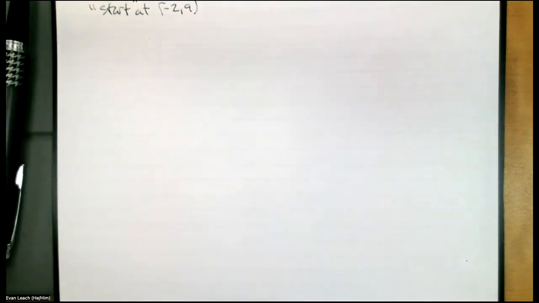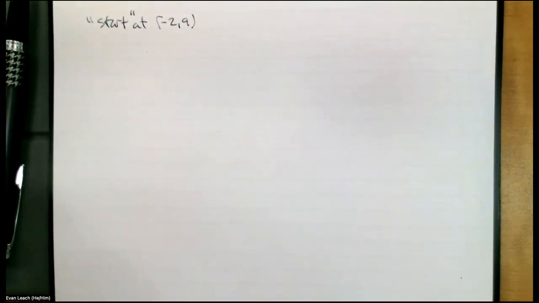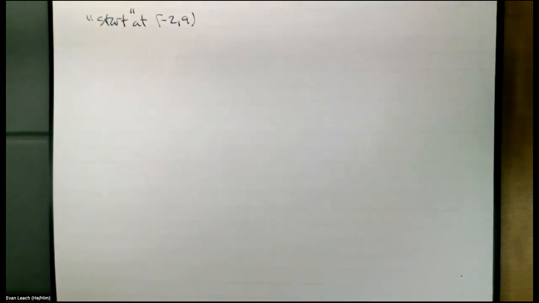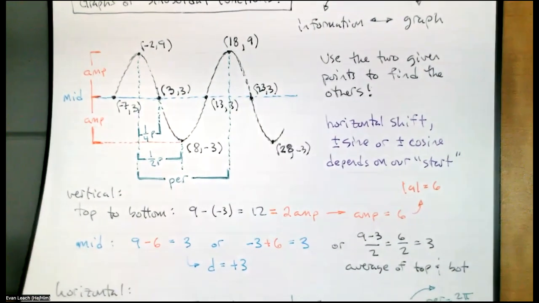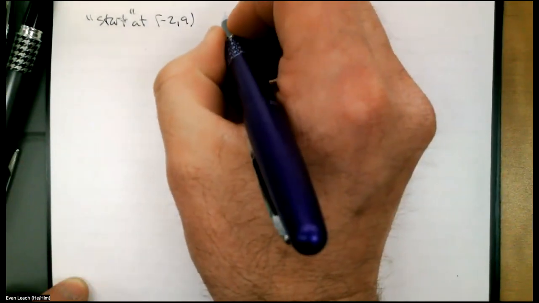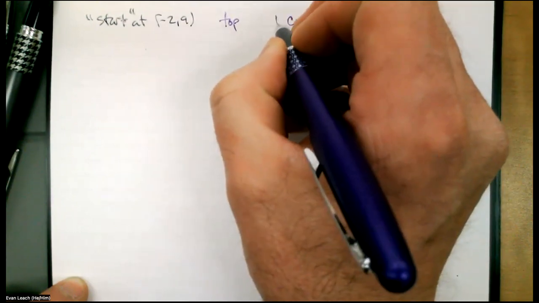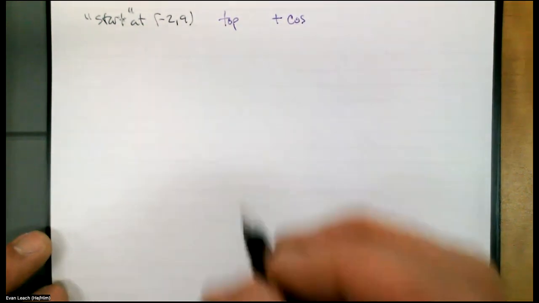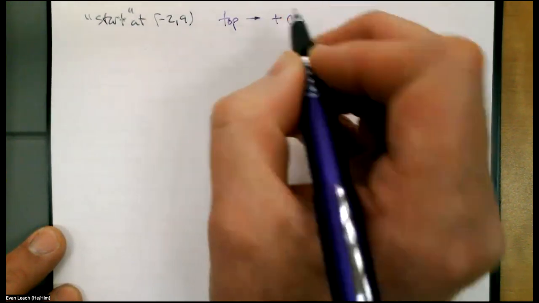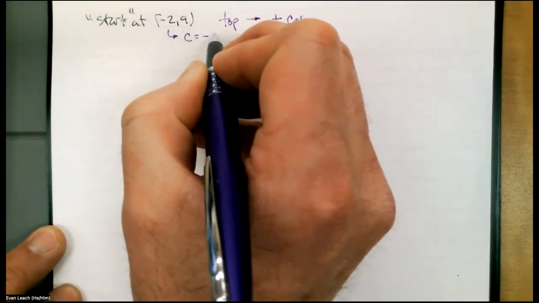So -2, 9, we've got to classify what kind of point this is. How do we describe this point? -2, 9 was way up here, so we would describe -2, 9 as a top. Top and bottom mean we're going to use cosine, and top means we're going to use positive cosine. For our horizontal shift, whatever the x coordinate is, that's c. C is -2.